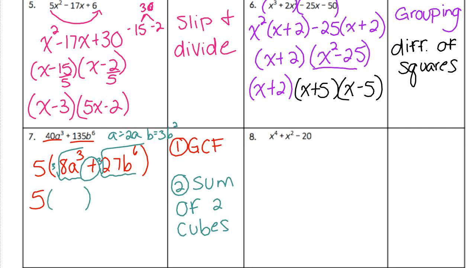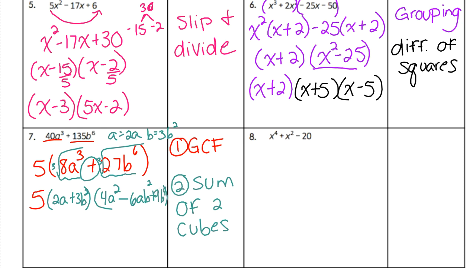My sum of 2 cubes formula says that I take those two terms and I add them together. And then my second factor is a squared, so that would be 4a squared, minus the product of those two. So 2 times 3 would be 6. Then I have an a and a b squared. And then b squared, which would be 9b to the 4th.